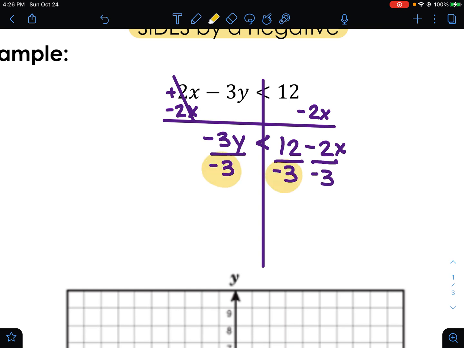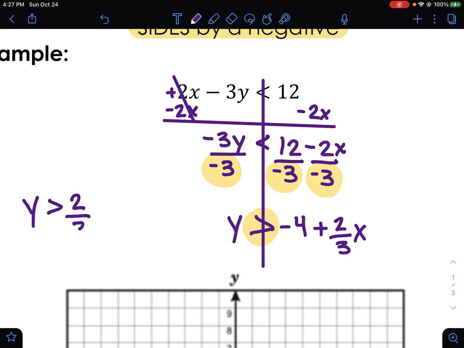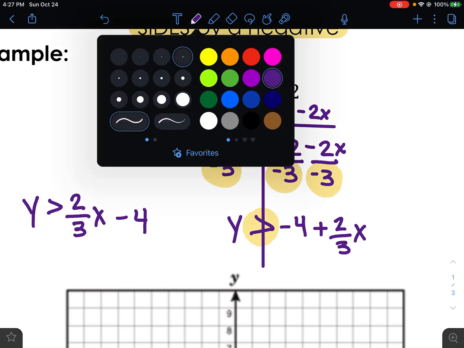Okay, and since I divided everything on both sides by a negative number, that means my inequality sign flips and opens up the other direction. Okay, so 12 divided by negative 3 is negative 4. And negative 2 divided by negative 3, 2 negatives make a positive. We leave it as a fraction for our directions. Okay, so you can leave it like this, or you can rearrange it as y is greater than 2/3 x minus 4. They are the same exact thing, we just rearranged the 2 terms.